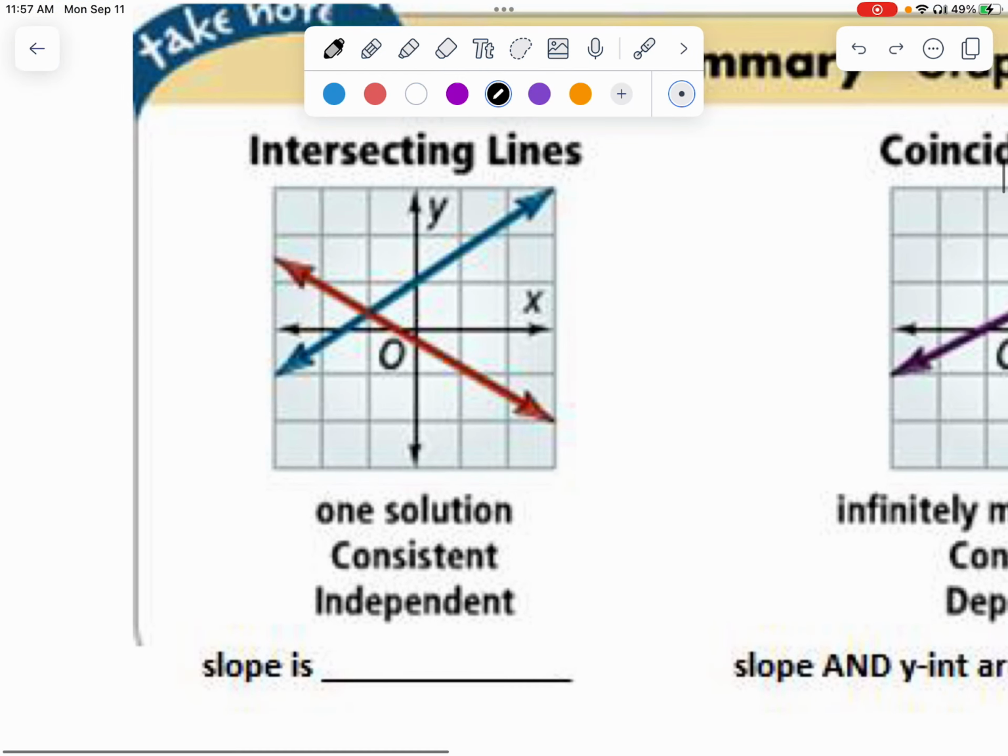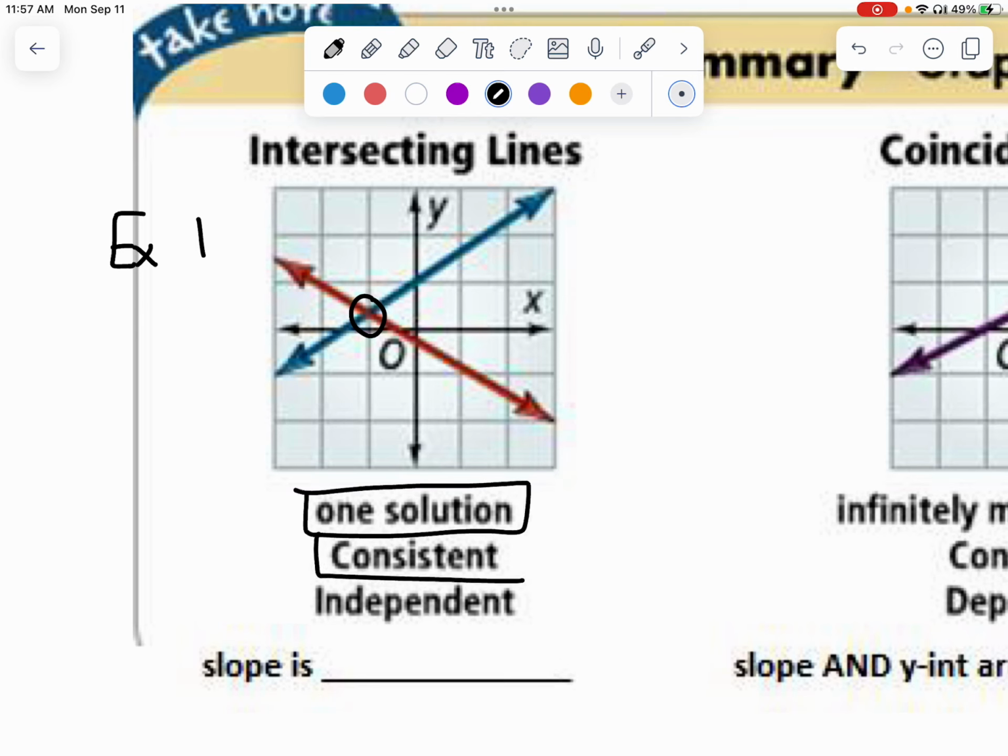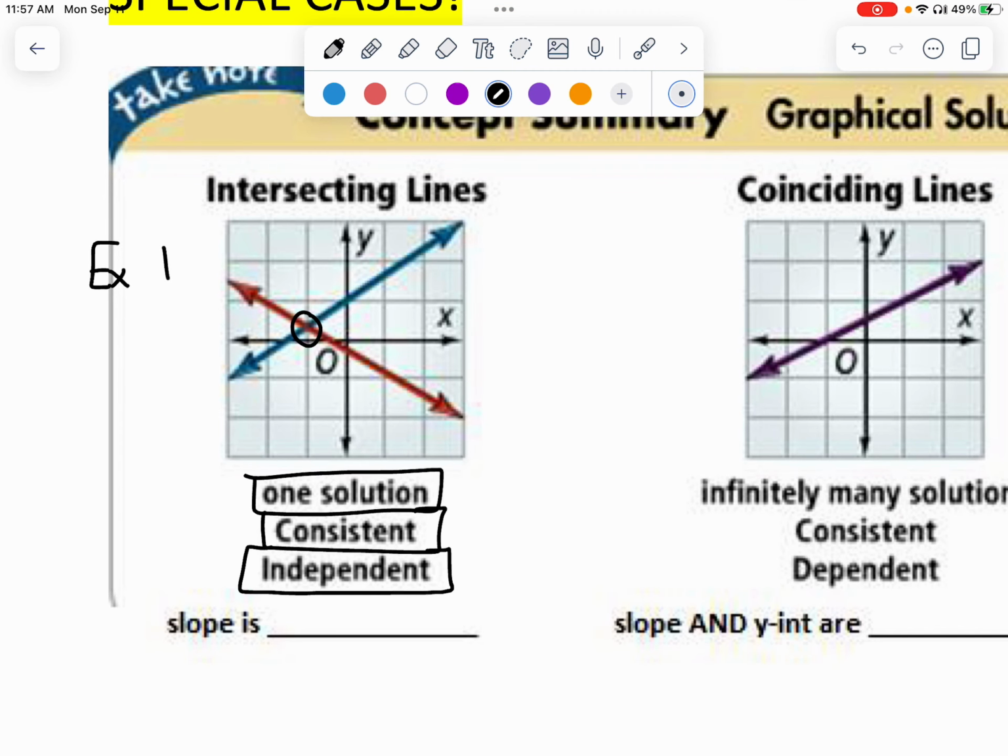Now, if you have intersecting lines like we did, remember we had that in example 1, you're going to see they cross at one point. That's why they have one solution. They are called consistent because they have an answer, and they're called independent because they're independent of each other. The slopes are different.